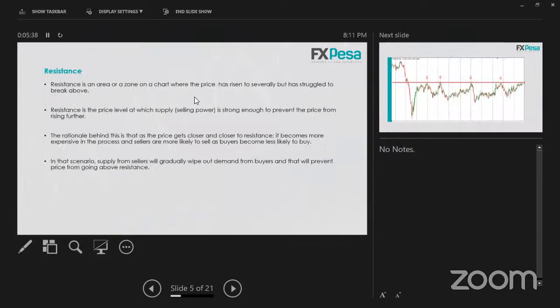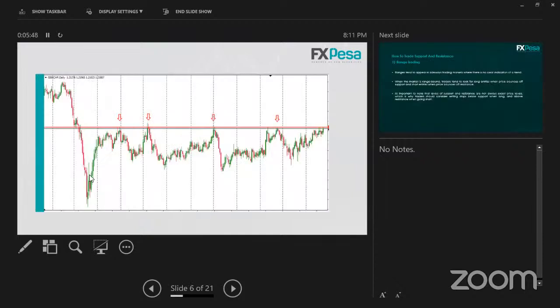Resistance is the price level at which supply, that is selling power, is strong enough to prevent the price from rising further. You can see that the candlesticks reach a point where they are not able to penetrate above this area or this zone. So we first note down that this is a strong zone where buyers are not able to push the prices any further.